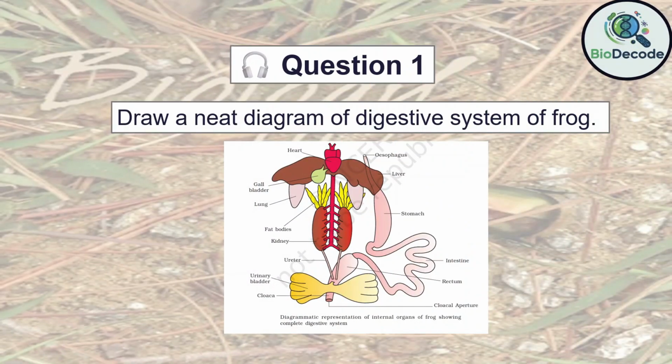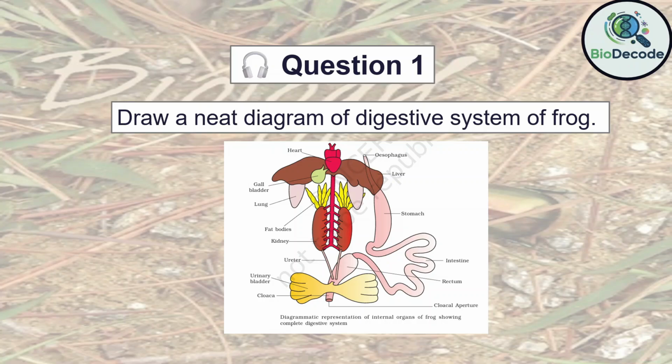Question 1. Draw a neat diagram of the digestive system of a frog. Answer. The digestive system of a frog is a well-developed organ system adapted for a carnivorous mode of nutrition. It consists of the alimentary canal and associated digestive glands. The alimentary canal begins with the mouth, which opens into the buccopharyngeal cavity. This cavity leads into a short esophagus, which opens into the stomach.